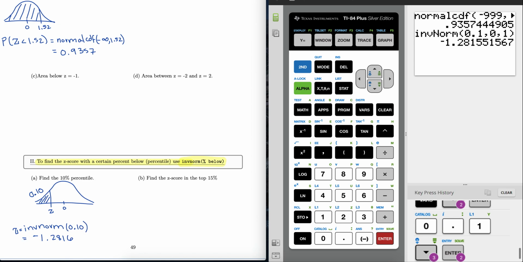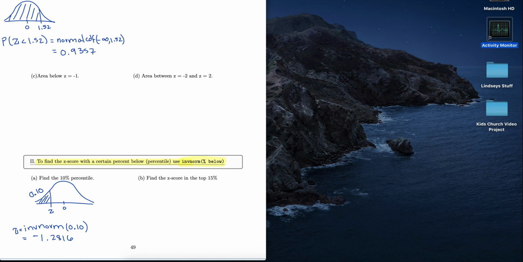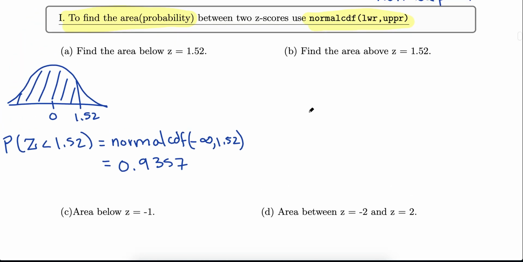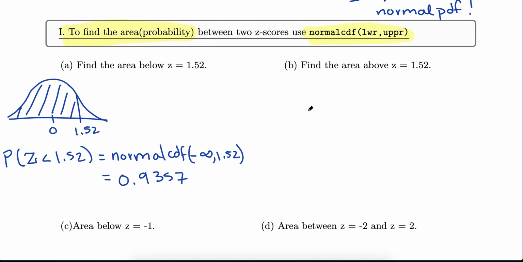All right, I'm going to close this now that you see where to find that on the calculator. Again, second distribution, and you'll find normal CDF and inverse norm. So let's practice some more of these. And I'll write the calculator commands as you should on the work you provide, and then you'll know how to verify with your calculator. Keep it out and pause accordingly to check your work.